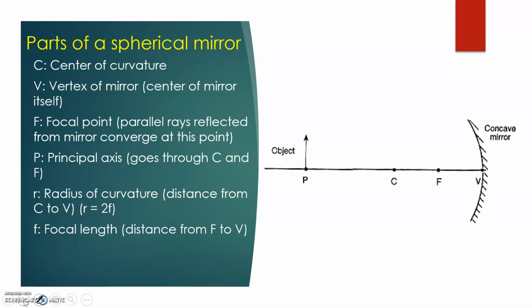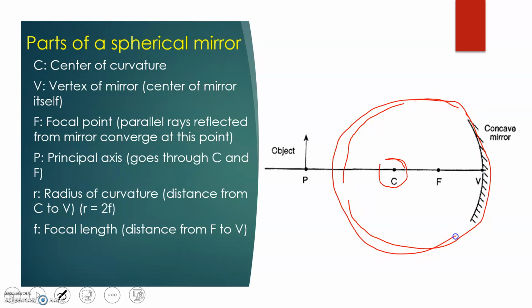So before we get started, we're going to be looking at the different parts of a concave mirror. So we have the center of curvature. So that is the C right here. And think of if this were a completed circle. If this mirror right here was a complete circle, this would be the center of that circle.